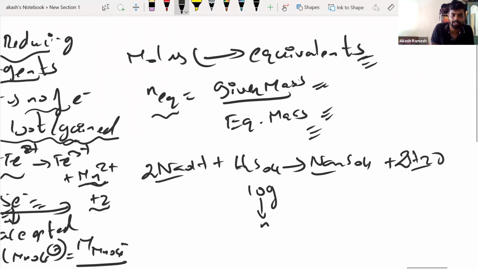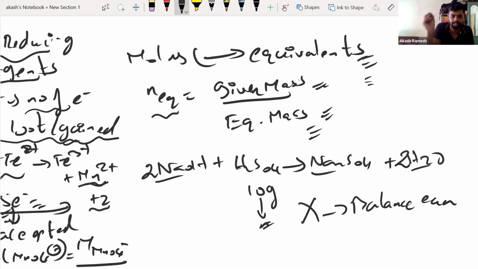Anyway, so what I was telling is, if you use equivalent concept, we know how to do the same problem with mole concept, very simple, right? But if I have to do the same thing with equivalent concept, the advantage is that you don't need to balance the equation. We don't need it. Even if you don't have a balanced equation, this is going to work. How it will work, let me tell you.